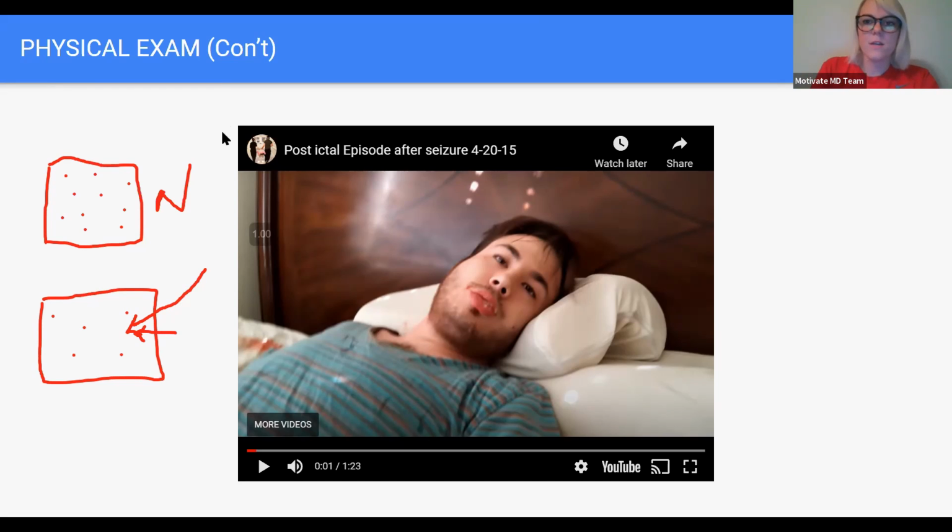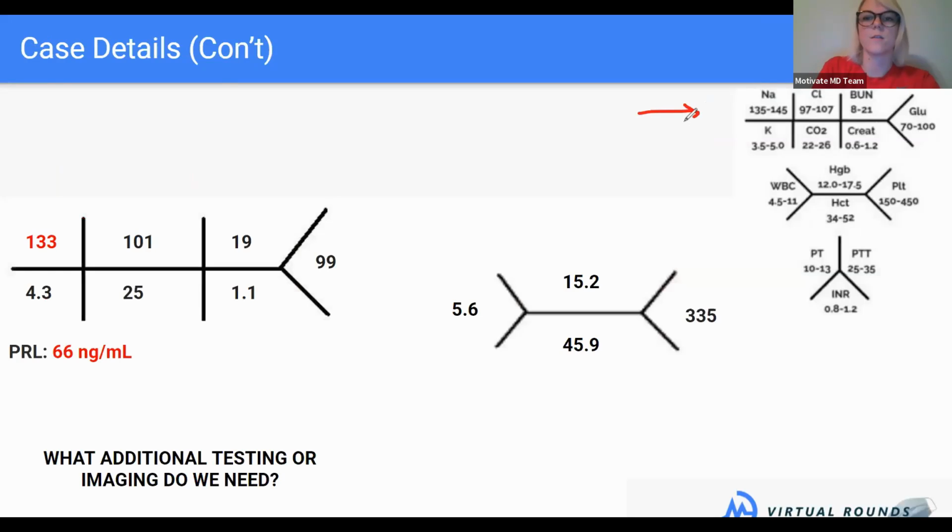All right, so let me clear that out and we'll keep going here, talk a little bit more. So here are the labs. You'll see here's the little fish diagram over here, so you can follow. But here's the sodium. It's a little bit low, but we'll see that that's not low enough to cause this seizure-like activity.